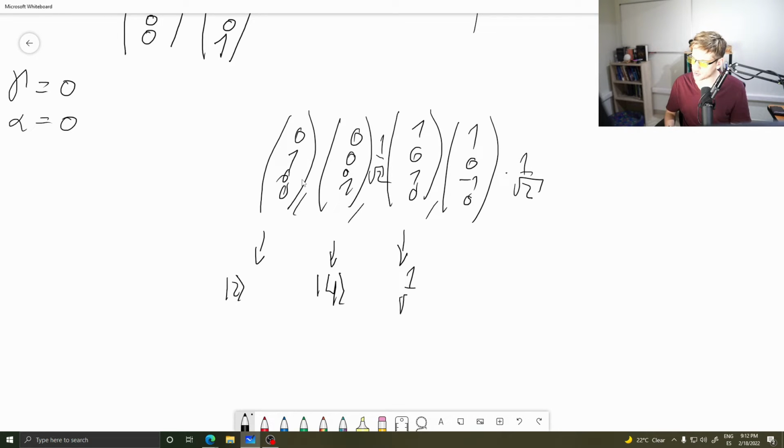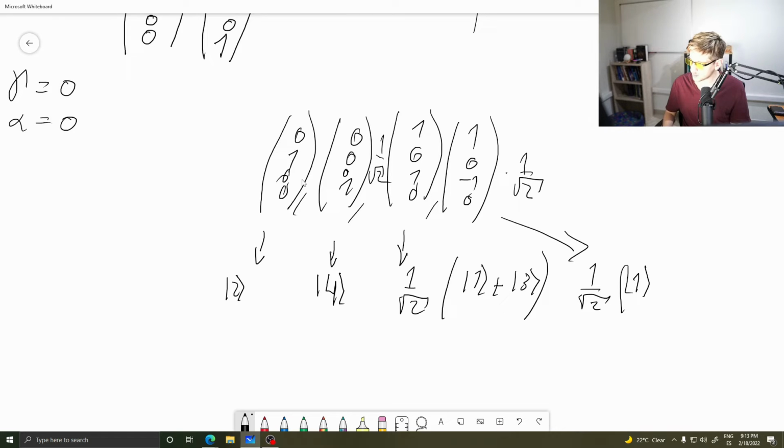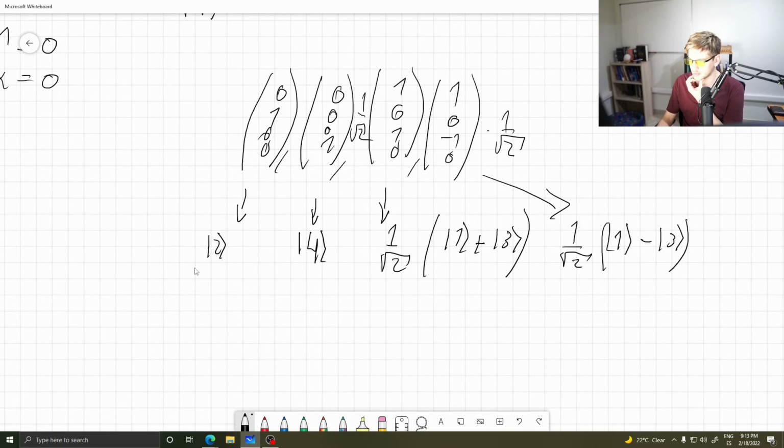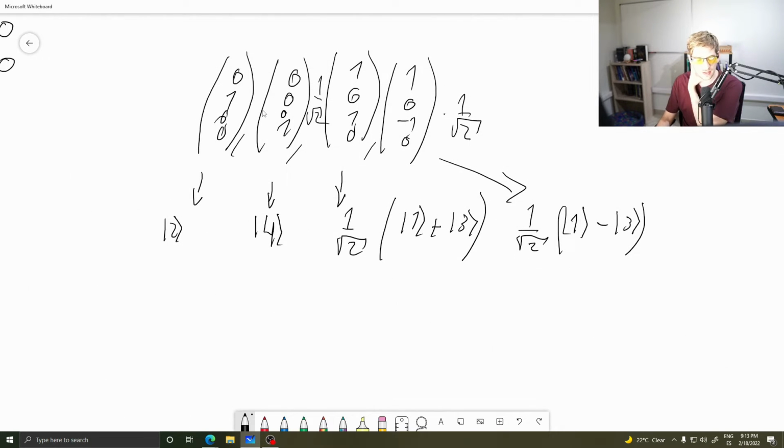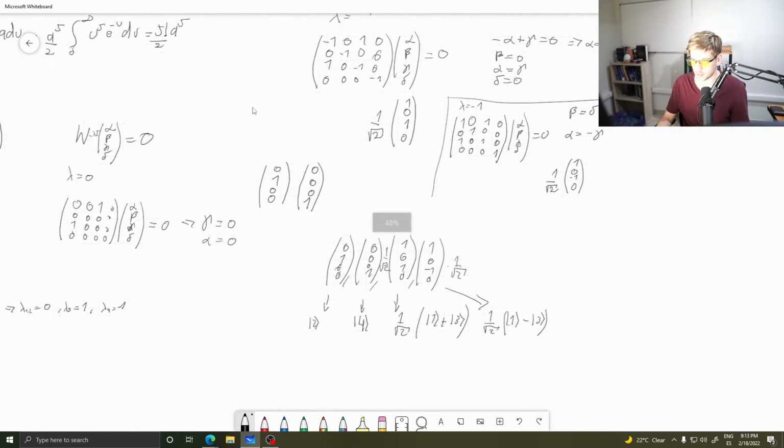This means that 1 over square root of 2 times state 1 plus state 3 is a good state. And the last one means that 1 over square root of 2 times state 1 minus state 3 is a good state. Okay, so these are the 4 good states. So that's what these column vectors represent here. It's very important that you know that.